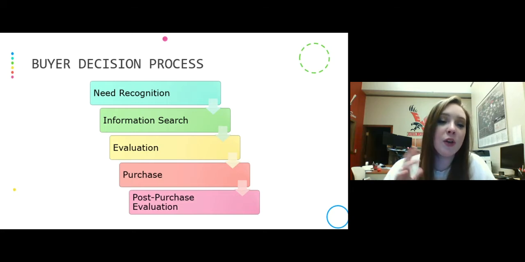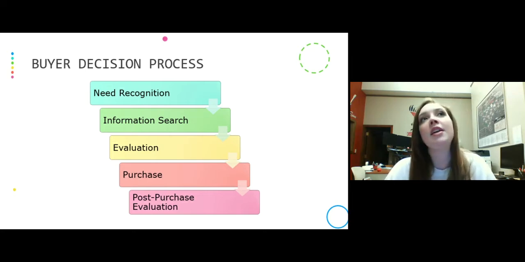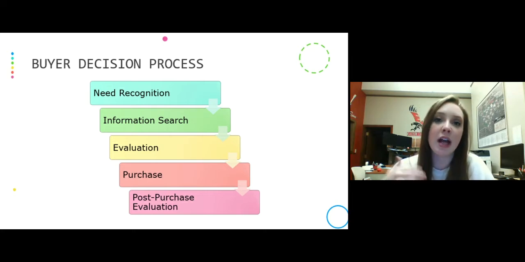Determining the post-purchase evaluation is determining if the consumer is satisfied with the product after purchasing. And are they going to continue a positive relationship with the business and the product itself? Oftentimes, if they are not happy with the product, we now have what's called cognitive dissonance. Cognitive dissonance is the discomfort caused by post-purchase conflict.